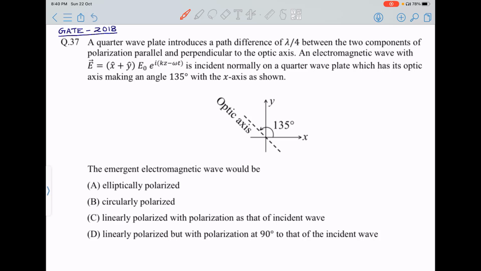So the figure is clearly given, and they are asking the emergent electromagnetic wave would be: option A, elliptically polarized; option B, circularly polarized; option C, linearly polarized with polarization as that of the incident wave; and option D, linearly polarized but with polarization at 90 degree to that of the incident wave. So let us solve the problem.